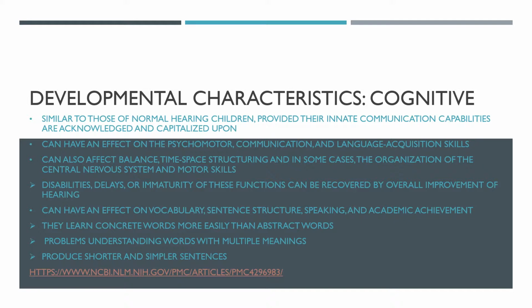And psychomotor, by the way, means the relationship between cognitive functions and physical movement. The hearing impairment can also affect balance, time-space structuring, and in some cases, the organization of the central nervous system and motor skills. It can have an effect on vocabulary, sentence structure, speaking, and academic achievement. They learn concrete words more easily than abstract words. They may have problems understanding words with multiple meanings, and they usually produce shorter and simpler sentences.